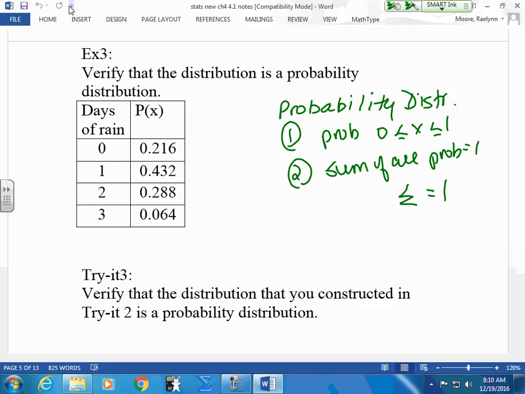So we look at this guy. Number of days it's going to rain. Remember, sometimes we said you'll have a 0. Sometimes you won't have a 0. These are all valid. They're between 0 and 1. Next thing we have to do is check, does this add up to 1? So add it up for me and see if it adds up to 1.